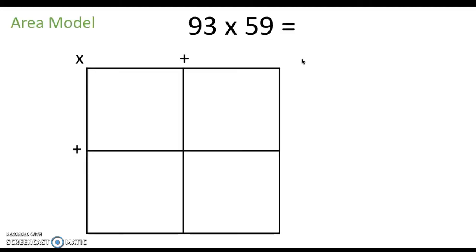Once you have that, let's erase our boards and let's try another one. So remember, first off, you need to start off with your box that has 2 boxes stacked on top of each other. That looks like a window, just like this. Our equation is going to be 93 times 57. First thing, figure out where your numbers go.